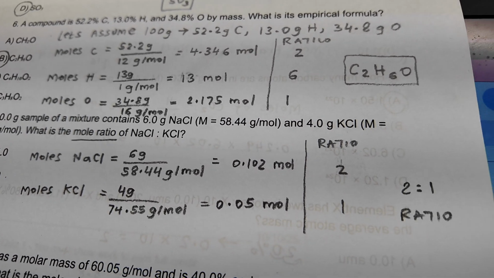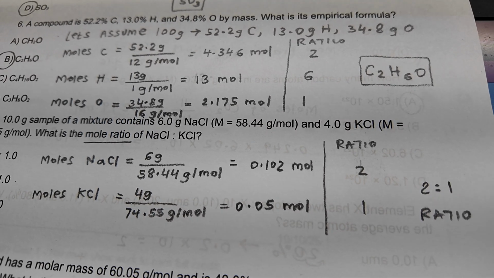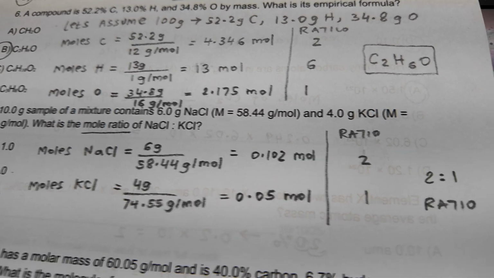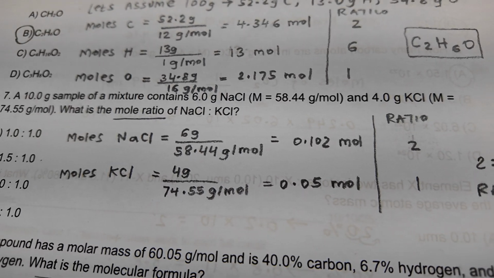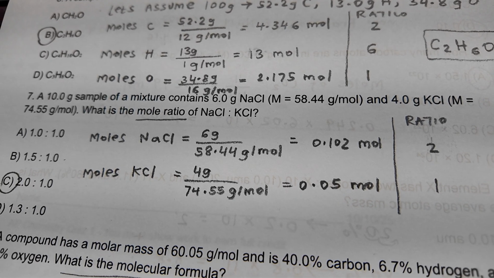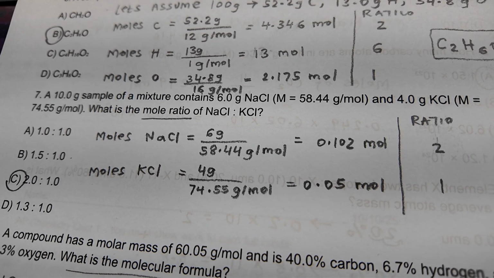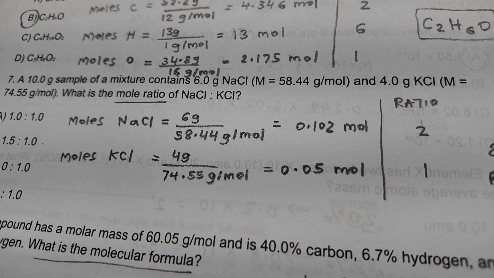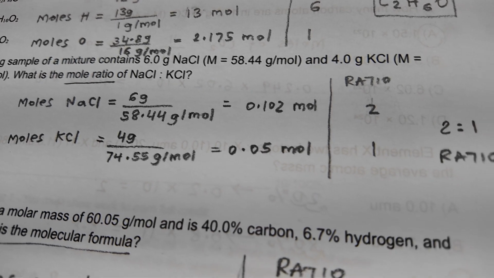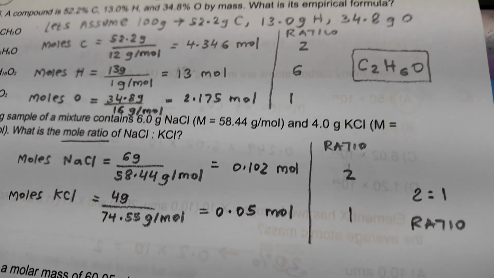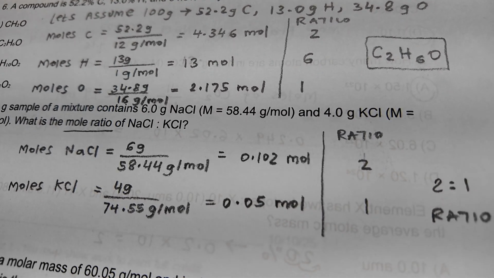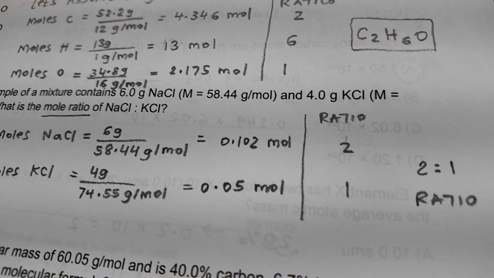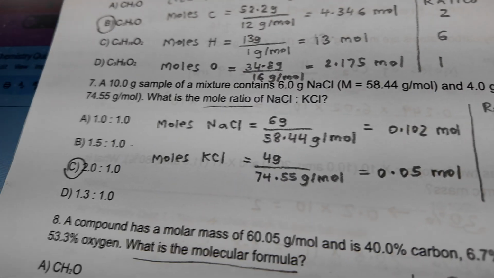Next question asks you for the mole ratio. So this time it's less work. You just have to figure out the ratio. So you do the same thing. You take the grams and divide by the molar mass, and you get a 2 to 1 ratio. You take 6 grams and divide it by 58.4, and you take 4 grams and divide it by 74.5, and these are the two numbers that you get, and the smaller number is 0.05. You assign that 1, and you get 0.1, and if you divide 0.1 by 0.05, you get 2. So that's a 2 to 1 ratio.